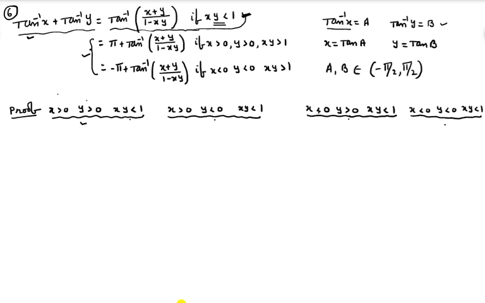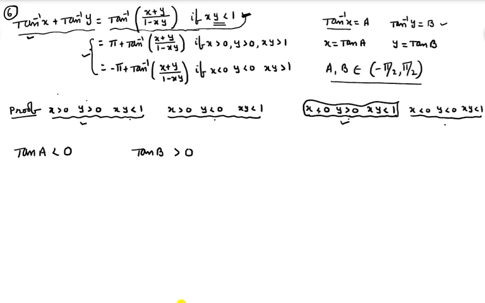So now you can see the first case, any one of the cases we can do. Suppose for the purpose of this I am discussing this one. What is that? x less than 0. x less than 0 means tan a less than 0. y greater than 0. y greater than 0 means what information do we have? tan b greater than 0.